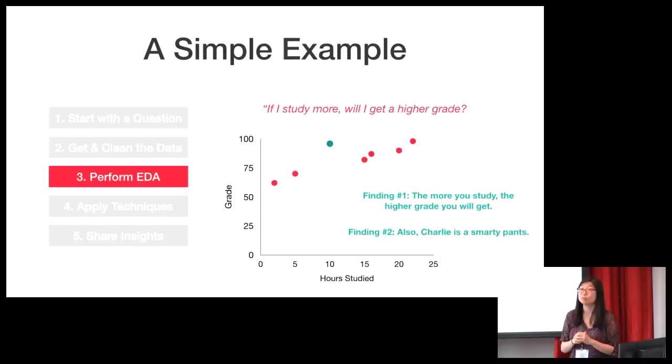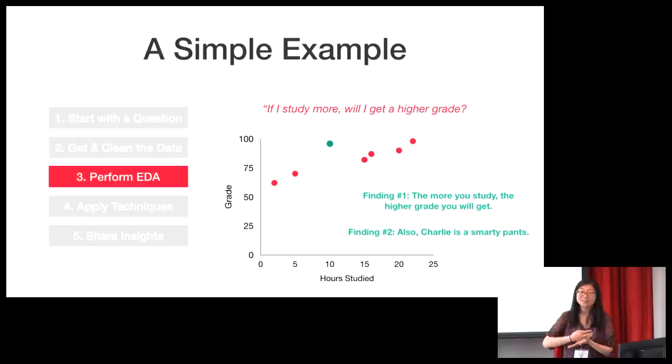That's what you'll typically see with numerical data. First, you want to see if there's any correlation, and then you want to see if there are any outliers. So in that case, that's an outlier. Great. So that's my EDA. My data makes sense, right? The more I study, the higher grade I get.